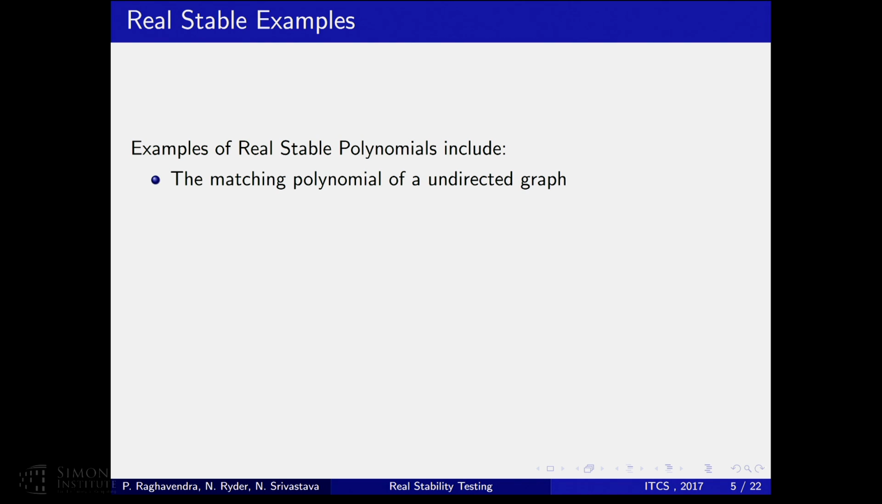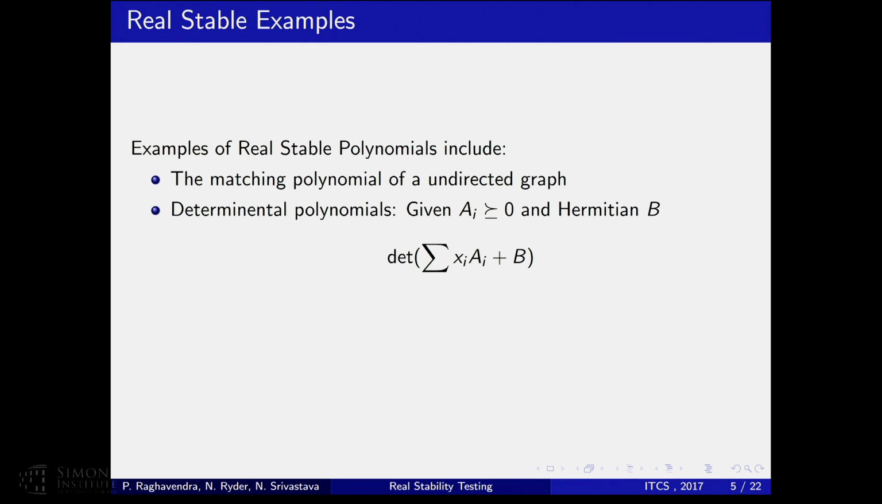In that case, they used the matching polynomial. If you look at the multivariate matching polynomial, which counts matchings of an undirected graph, that's a real stable polynomial. Another example is determinantal polynomials. If you're given a bunch of positive semi-definite matrices and a Hermitian matrix, you can look at the multivariate polynomial formed in this way, and it'll always be real stable. So you should think of real stable polynomials as behaving a lot like polynomials formed by the determinant.